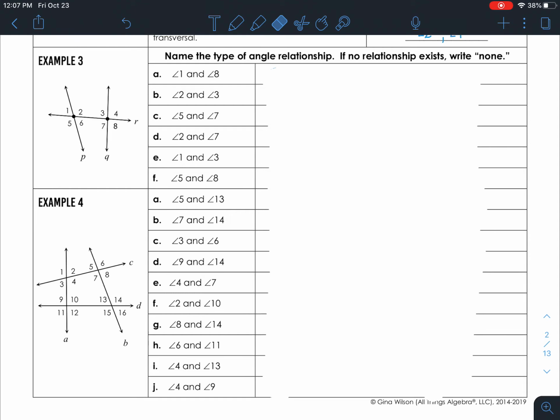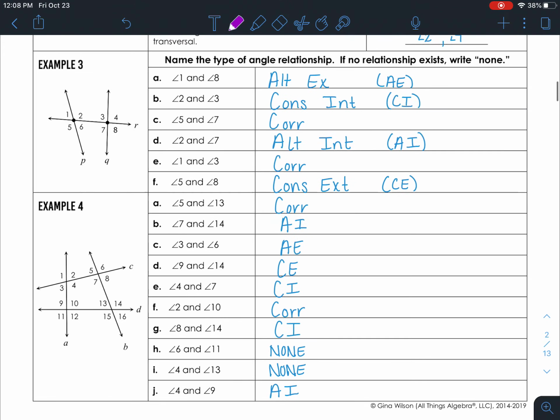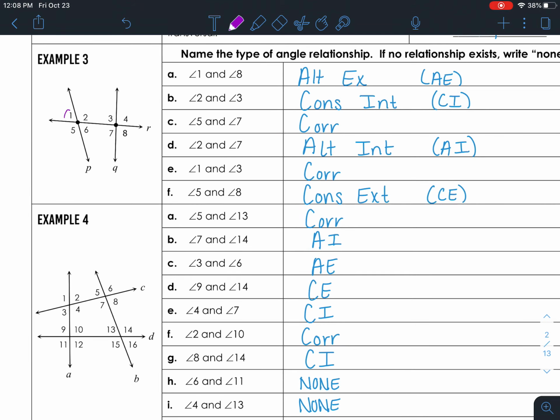All right, hopefully you've given these a try, and let's see if our answers match each other. So really quickly, let's go over this first one. 1 and 8, here's 1, and here's 8. Those are on alternating sides of my transversal R, but they're both in the exterior. The next one would be 2 and 3. 2 and 3 are on the same side of the transversal, but both inside. So we call that our consecutive interior.